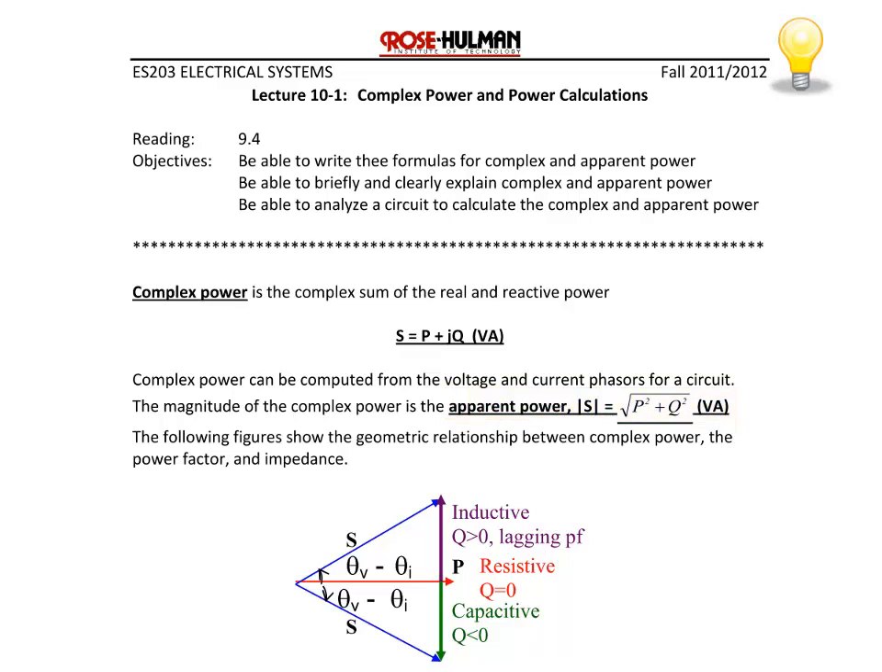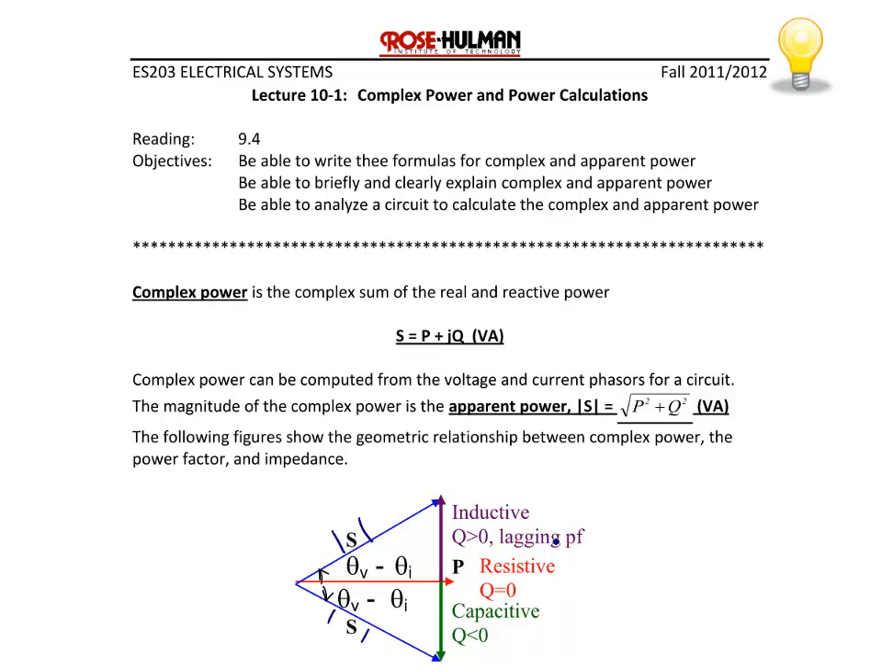The following figure shows the geometric relationship between complex power, the power factor, and impedance, and it's called the power triangle. Notice that the real part is P and the imaginary part is Q. If Q is positive, it's an inductive load and you have a lagging power factor. If it's negative, you have a capacitive load and it has a leading power factor and Q is less than zero. And the hypotenuse of these right triangles is the apparent power, which we typically show with a magnitude symbol.